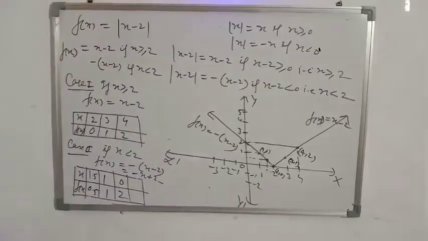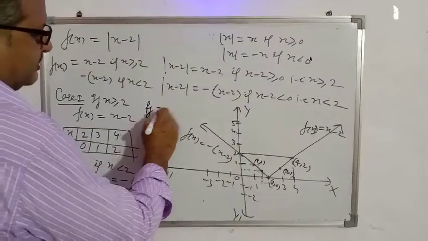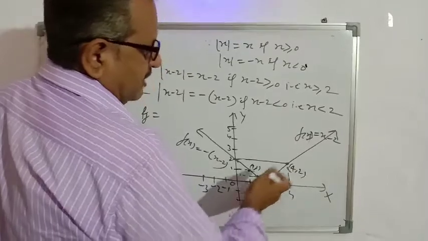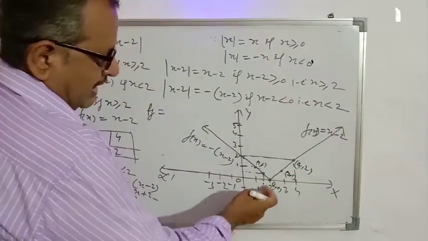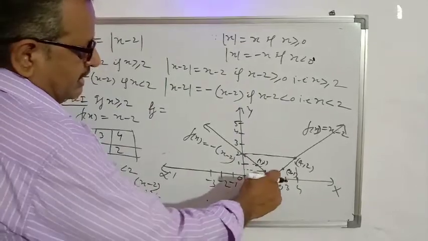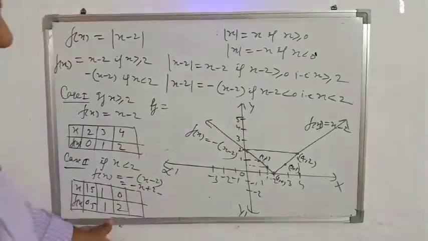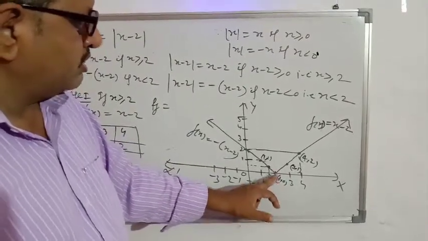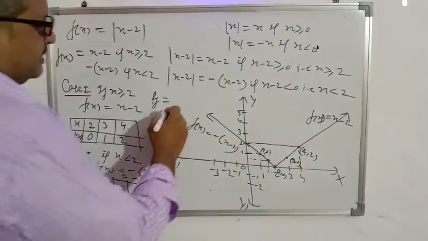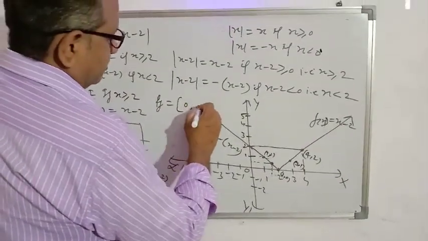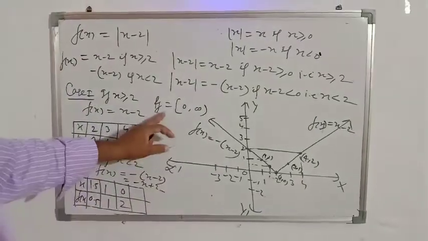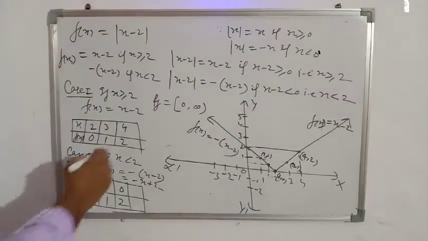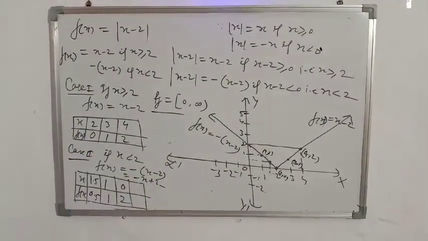What is the range of this function? So as x increases from 2, to 3, 4, f(x) also increases up to infinity. As x decreases from 2 on the left side, f(x) again increases up to infinity. And at x is equal to 2, the value of f(x) is 0. So it is 0 to infinity. This is the range of the function, 0 to infinity. So in this way we can plot the graph of the modulus function.